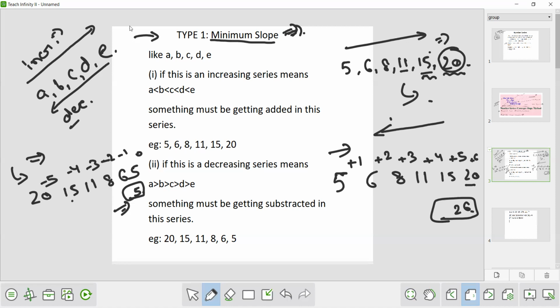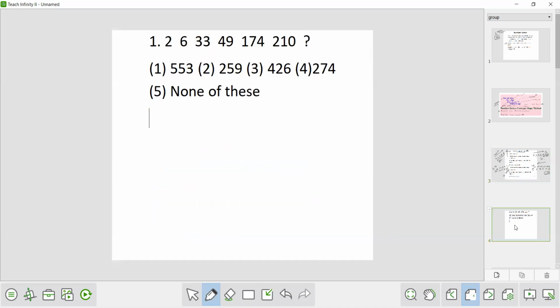So this is a type of minimum slope. In the minimum slope, we only add something or subtract something. Okay, now let us look at how the questions are asked in the examination.